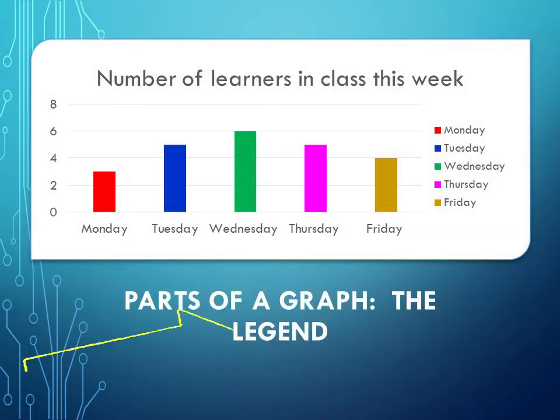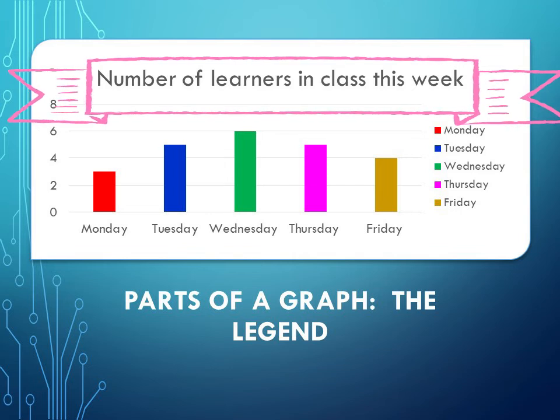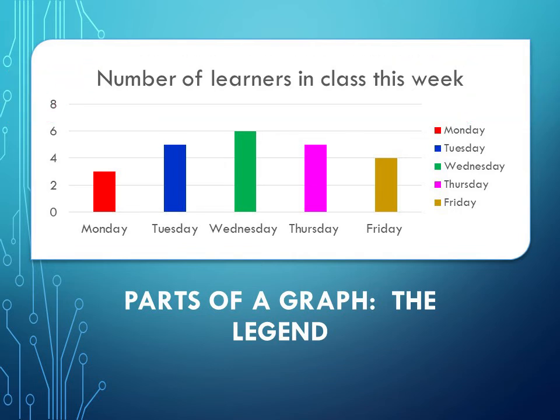Tell learners that the word legend means story. Each graph has a story, and on most graphs it is shown as a legend. The graph on the screen shows the number of learners in class this week. It is important that we take time to read the legend on a graph because this helps us understand what we are looking at. The legend often appears somewhere next to the graph or below the graph. For example, here the legend is to the right of the graph and it tells us what colors are used to show each day of the week.